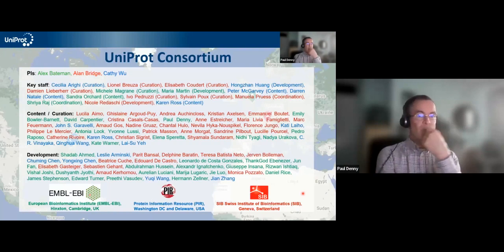Finally, before I stop, there's a huge number of people involved in creating the resource of UniProt, the consortium based in two continents, in Switzerland at SIB, in the US at the PIR, in Washington and Delaware, and of course here at the EBI at Hinxton in Cambridge. Too many people for me to mention.